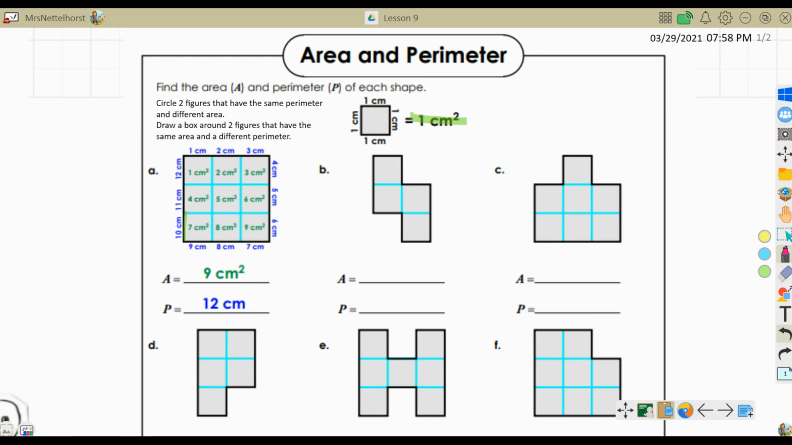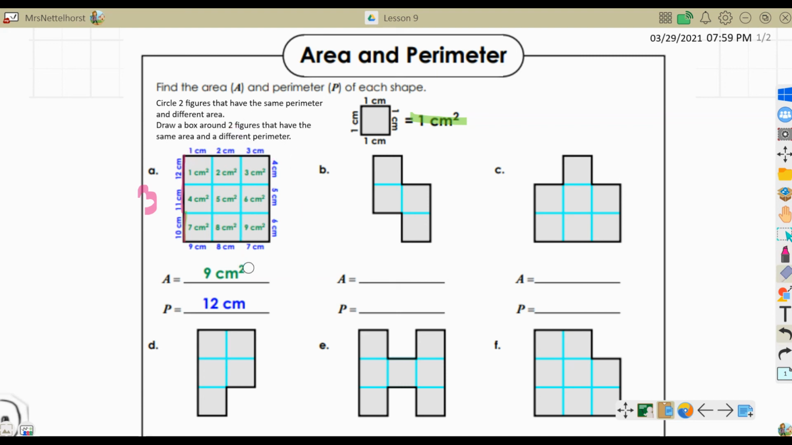Let's try pink. So 1, 2, 3 spaces this way. 1, 2, 3 spaces that way. 3 times 3 is 9 centimeters squared. And then you know that this side is also 3. This side is also 3. 3 times 4 is 12. 12 centimeters. I'm going to get rid of this because it's really getting busy on here and there's still more directions.